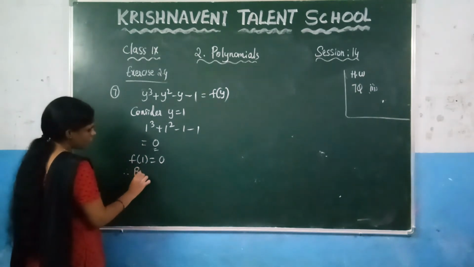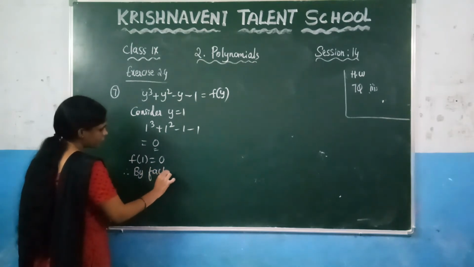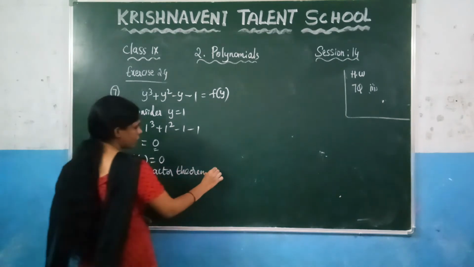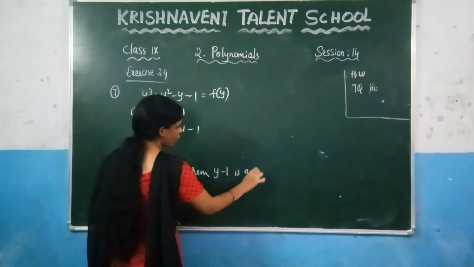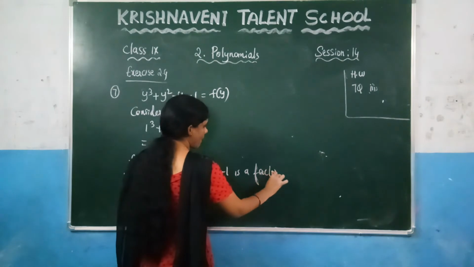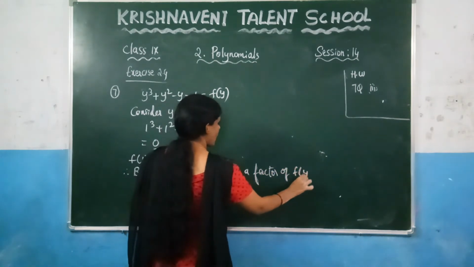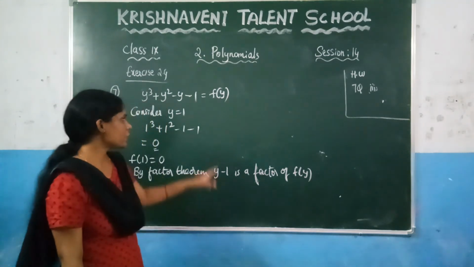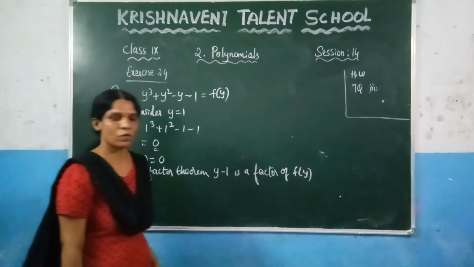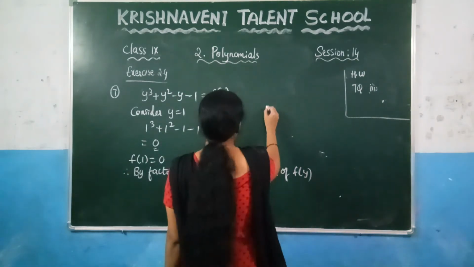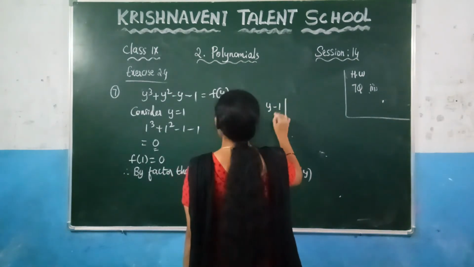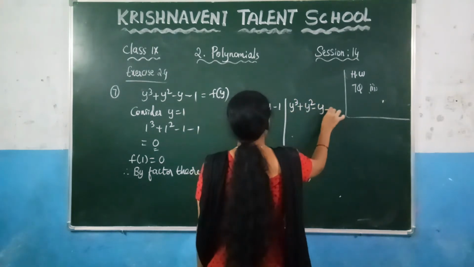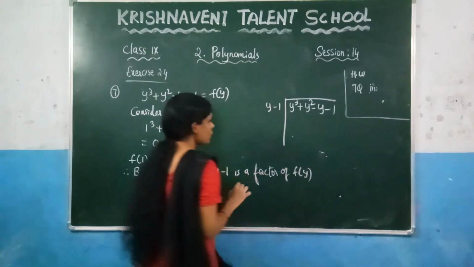Therefore, by factor theorem, what we can say here, y minus 1 is a factor of f of y. Since y minus 1 is a factor, we have got one factor. So while dividing these two polynomials, you will get the quadratic polynomial. So here dividing by y minus 1, what is the polynomial we need to divide here? y cube plus y square minus y minus 1. So divide it. What will you get here?